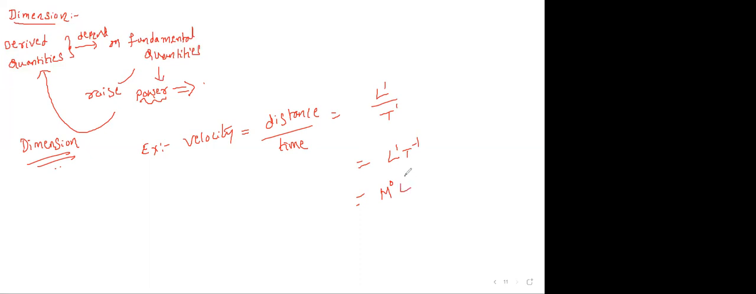M power 0, L power 1, T power minus 1. This is the dimensional formula for which quantity? Velocity. So what is velocity? Velocity dimensional formula is M0 L1 T minus 1. This is how we are going to denote the dimensional formula for velocity.